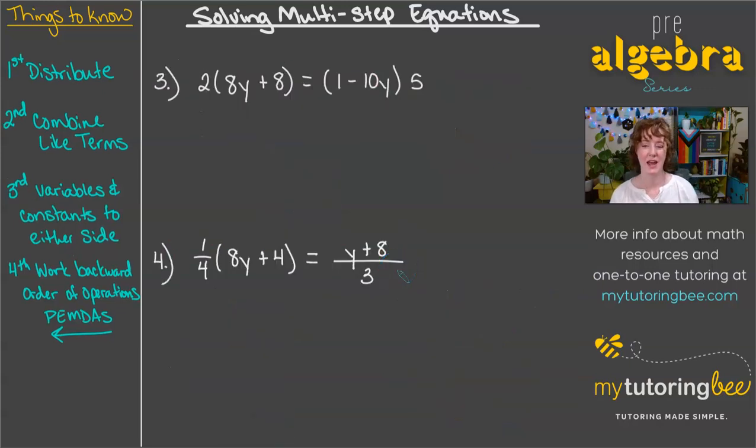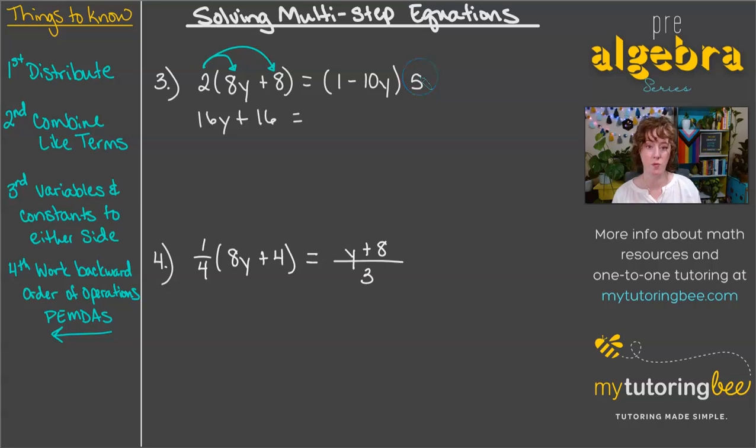All right, let's take a look at problem 3. This time we do have some sets of parentheses that we need to distribute. So let's go ahead and do that by taking these outside integers and multiplying them times each of the terms inside the set of parentheses. So 2 times 8y gives us 16y, plus 2 times 8 gives us 16, equals, and we can go ahead and distribute on this side as well.